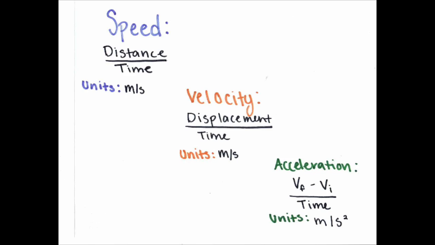There are also equations to calculate acceleration, velocity, and speed. The equation for speed is distance divided by time, measured in meters per second. The equation for velocity is displacement divided by time, also measured in meters per second. And the equation for acceleration is the final velocity minus the initial velocity divided by time. Acceleration is measured in meters per second squared.